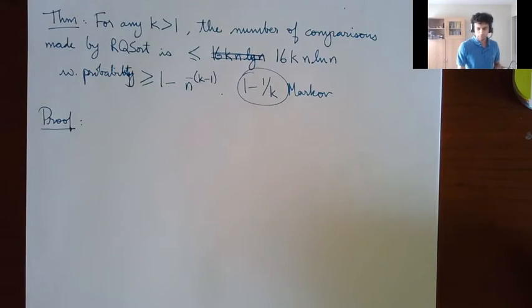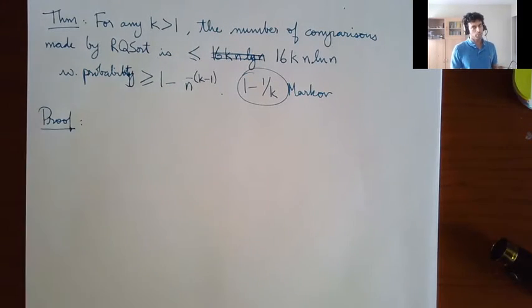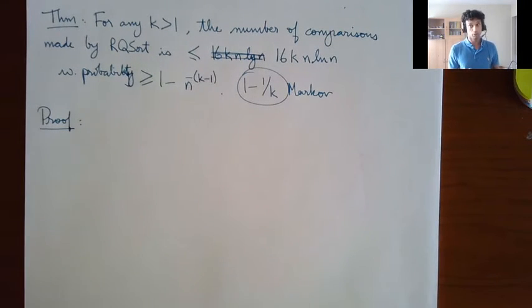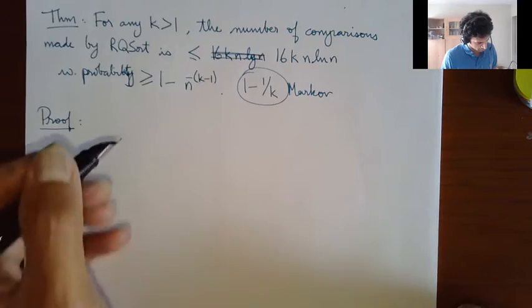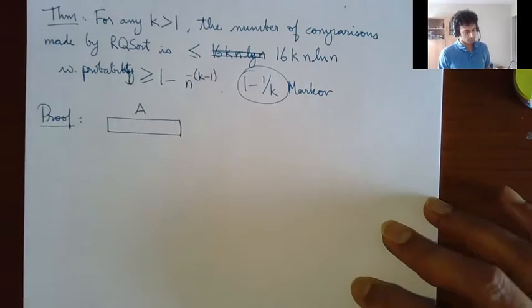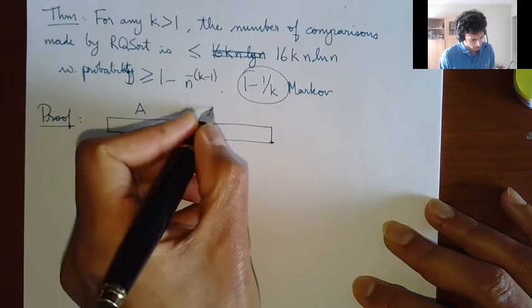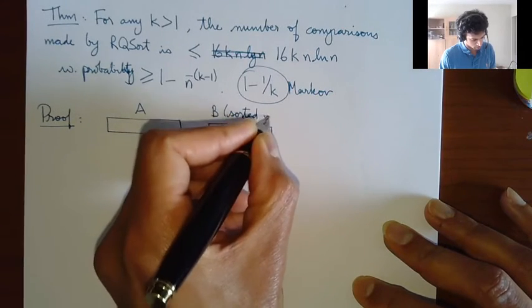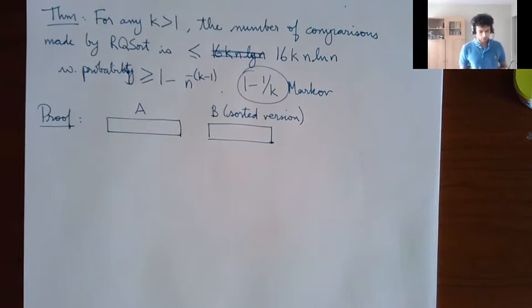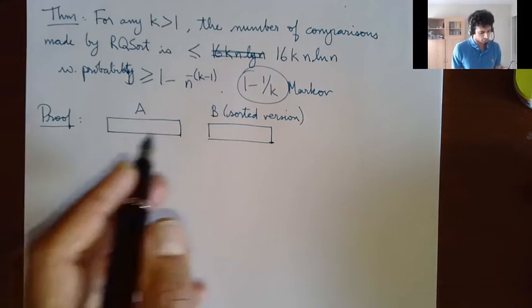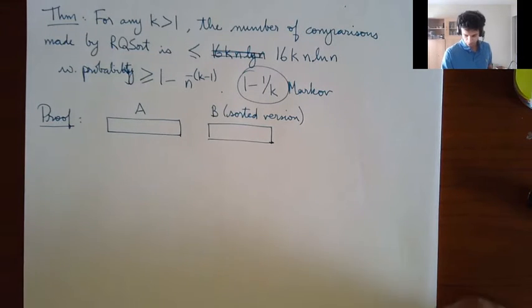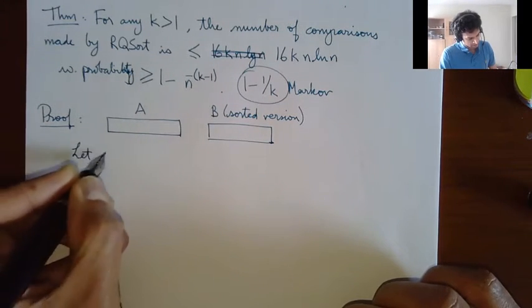So let's do the proof. Now, you remember that when we discussed the expectation, I defined these Bernoullis, which were denoting the event that the ith element and the jth element were compared. I'm now going to use a different set of random variables. So remember that A is my array here, and remember that B was the sorted version. Although it's not going to be particularly important for me, I'm just recalling the notation that I used.